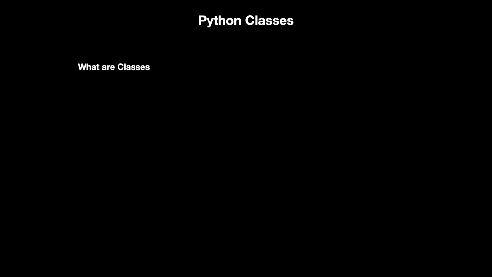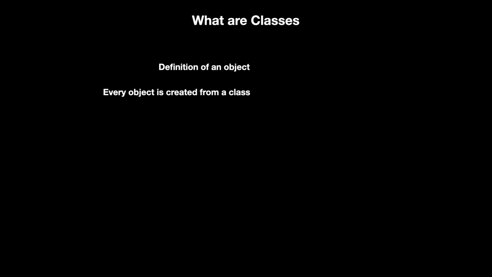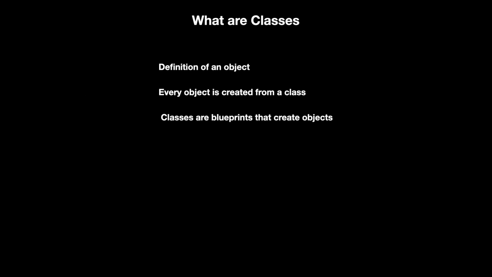In today's video, we will be looking at classes in Python. So what is a class? A class is a definition of an object. Every object that is created from code is created from a class. Classes hold information about objects, and classes can be seen as blueprints to create objects.